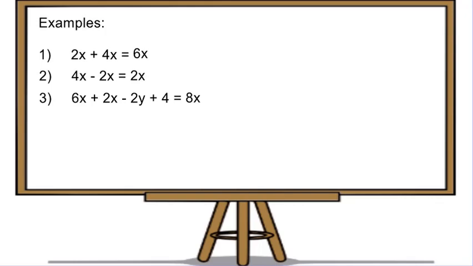But what do we do with the last 2 terms? Minus 2y and 4. Actually, we do nothing. We just copy them to our final answer. So the answer will be 8x minus 2y plus 4.